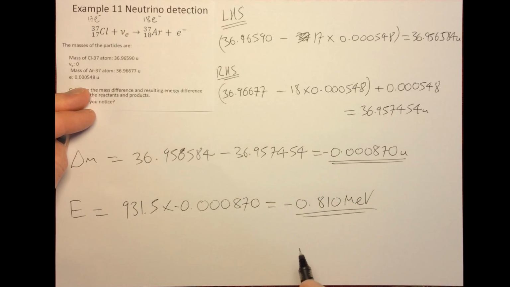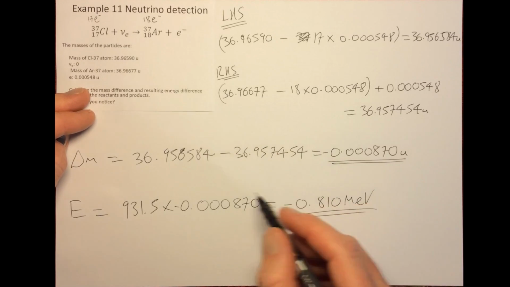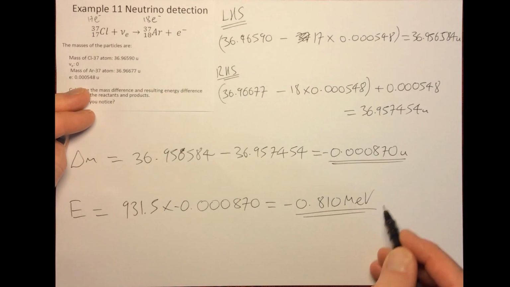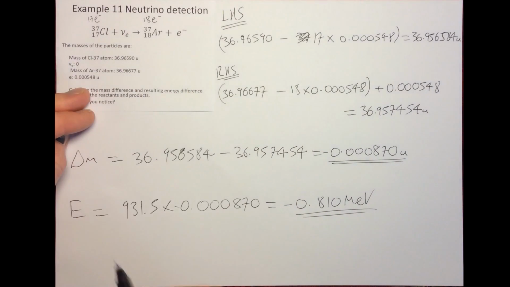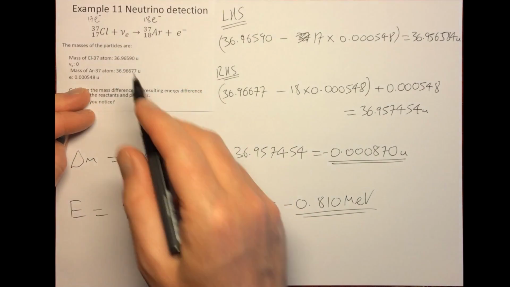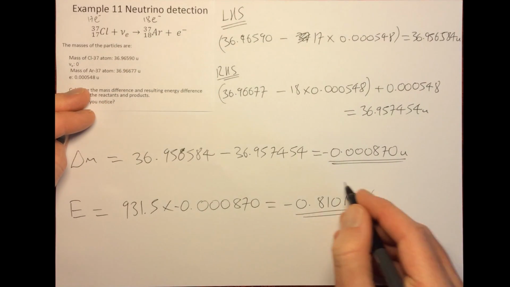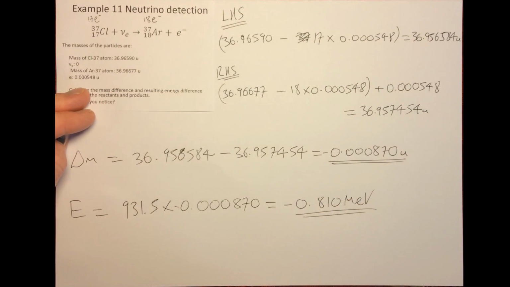So what that means is any neutrino with energy greater than this will make this reaction happen. So this reaction is only going to happen if these neutrinos have more than 0.810 mega electron volts of energy. Any neutrinos with less energy than that won't be detected by this reaction. Okay, so there we go.